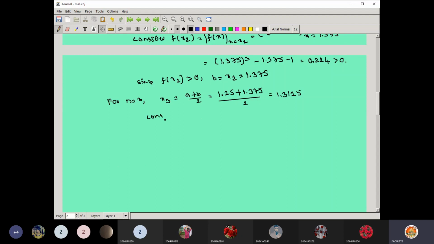So now you are substituting, consider f of x3. So that means f of x. There you are writing x equal to x3. So f of x means x cube minus x minus 1. Here x equal to 1.3125. So this is equal to 1.3125 whole cube minus 1.3125 minus 1. You just verify whether you are getting 0 or not. What is the answer you are getting?